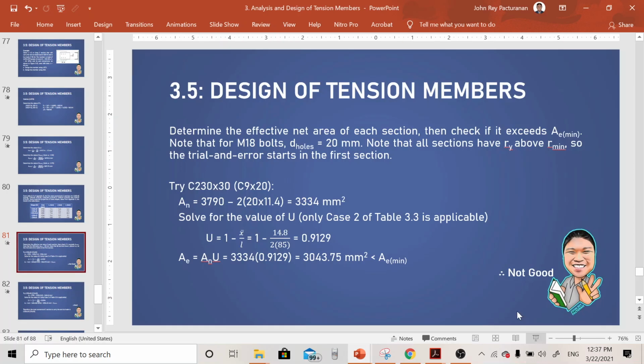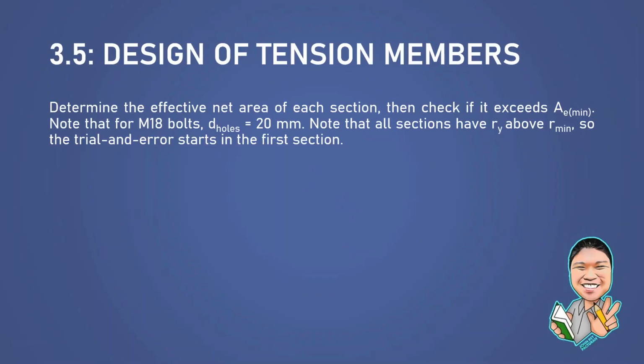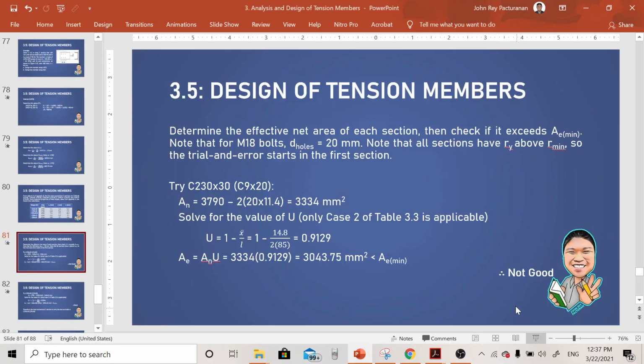So, i-flash ko na nga lang to. Note that for M18 bolts, yung diameter ng butas ay 20mm. And yun na nga, note that all sections have ry above the minimum. So, the trial and error starts in the first section. So, yung una is C230 by 30. So, wait lang. Discuss ko lang kung paano na-compute yung net area.